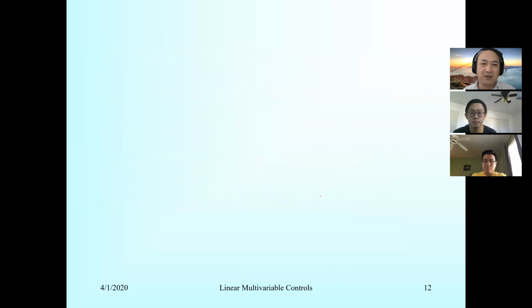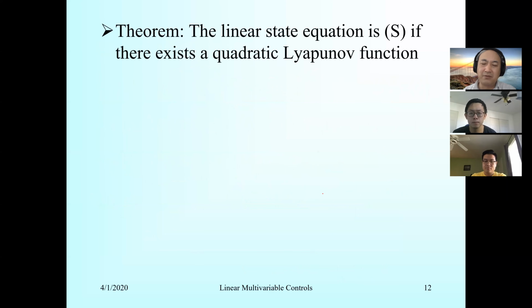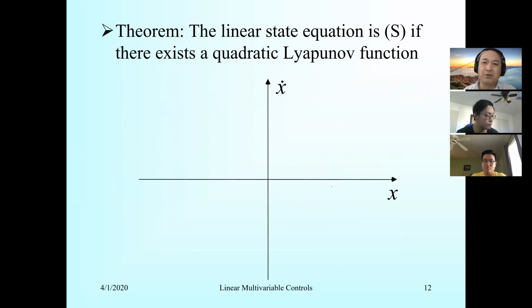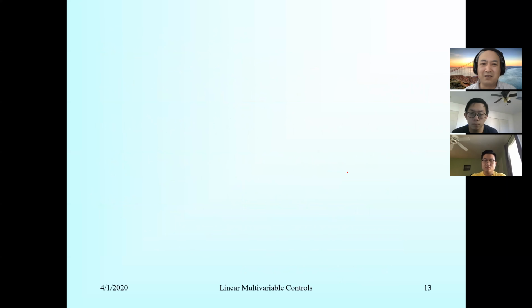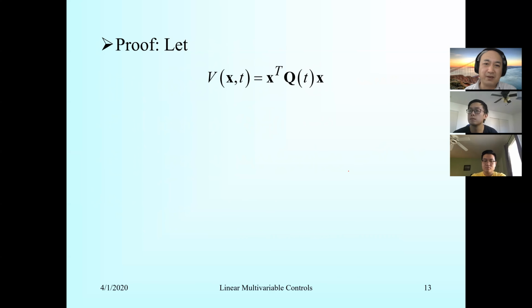So with that, we can have a theorem, summarizing what we said. If you have an LTV system, it is stable in the sense of Lyapunov if you can find a quadratic Lyapunov function that is positive, and also V keeps going down, decreasing. Then the system is stable. So let's make a proof of it.